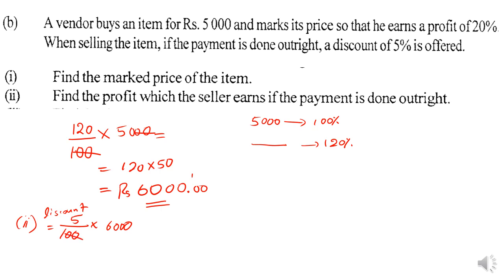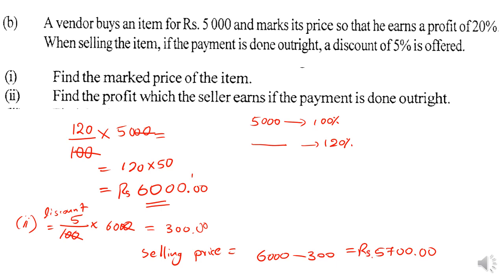See, discount. So you can cancel out this 100. So 5 into 60 is 300 rupees, right? So this is the discount. So you can say the actual selling price. Now the selling price is equal to 6,000 minus 300, which is equal to 5,700 rupees. I think you get this. This is 5,700 rupees. So this is the final selling price.